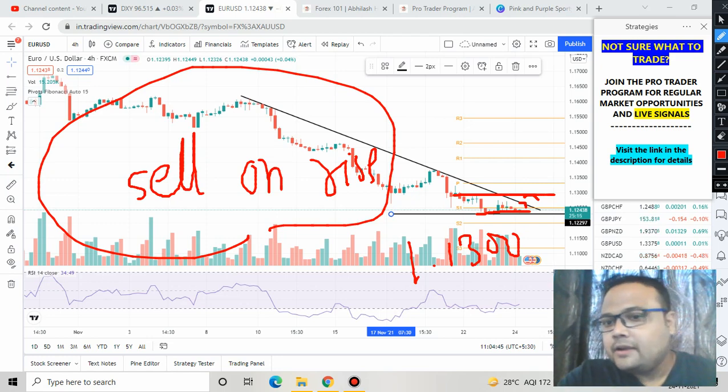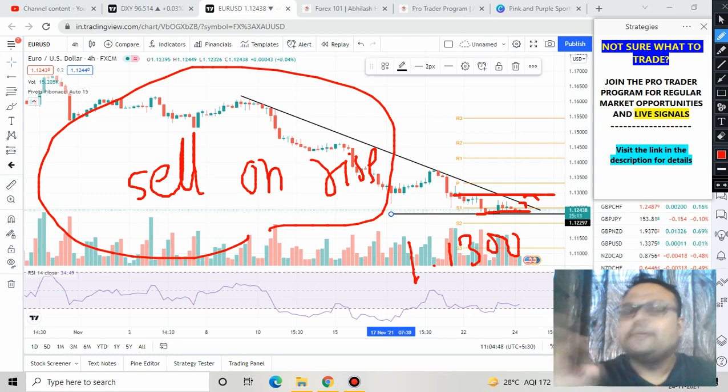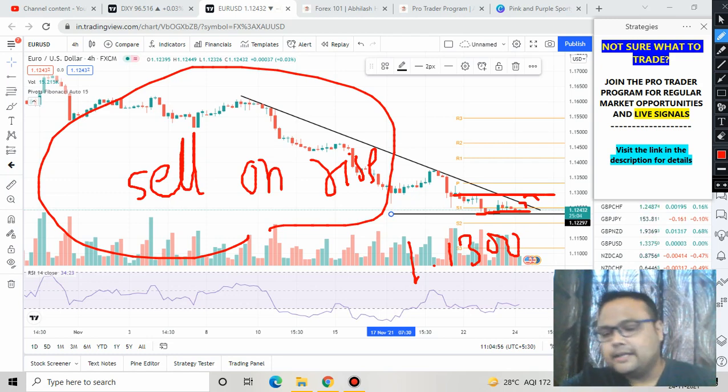And if the market reverses from the trend line, it depends on you. If you want to go for 10 pips profit, 15 pips profit, you can go for it. But if you're looking for bigger profit, avoid it, because we have a very small side here.